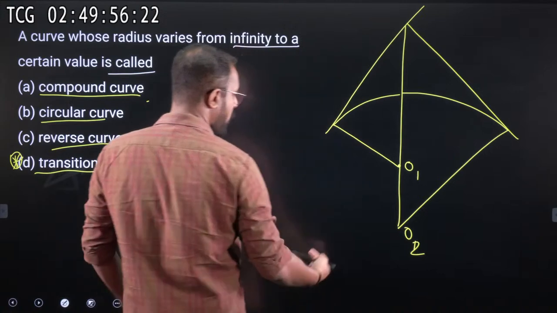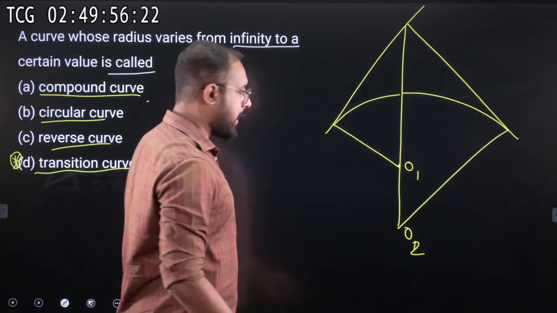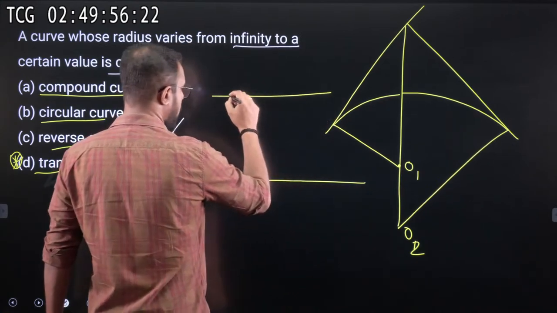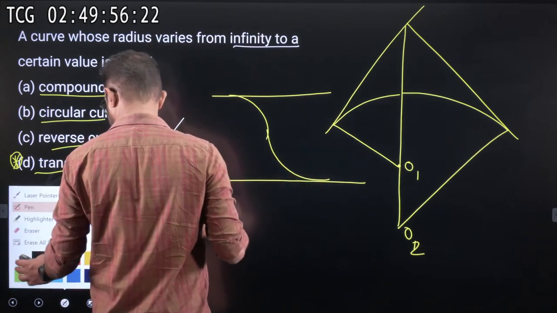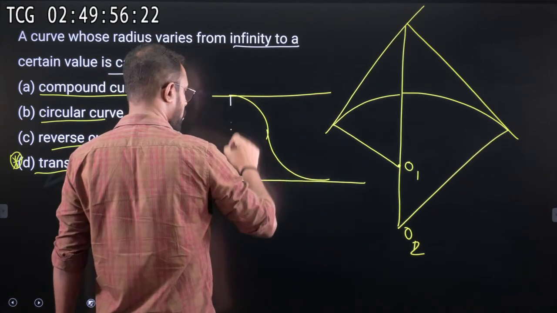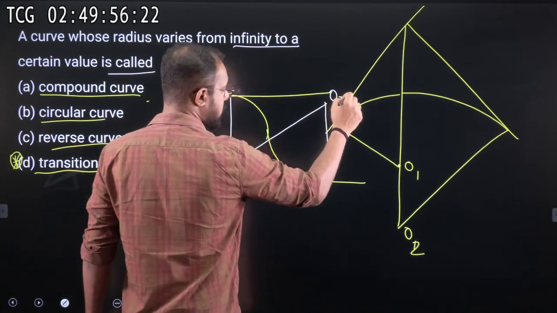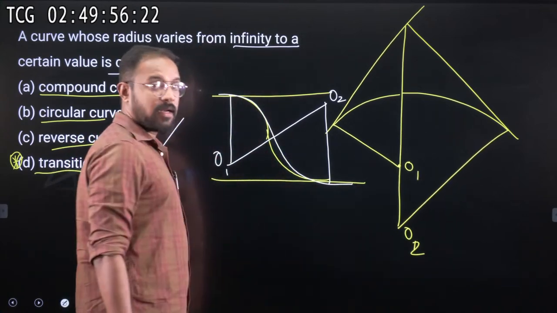Reverse curve is nothing but a compound curve, but here the centers are on opposite sides of the curve. See, like this. Okay, so one circular arc here, then the second circular arc will be like this. Okay, right. So you see, first curve, center here, second curve, center here. So our vehicles can come and go like this, a reverse curve.